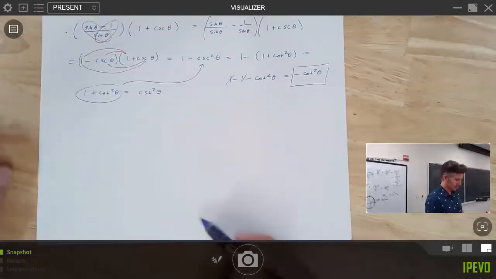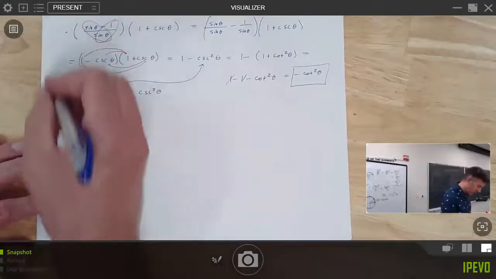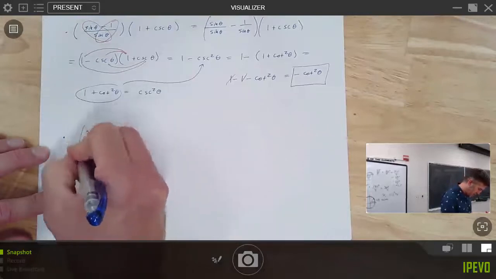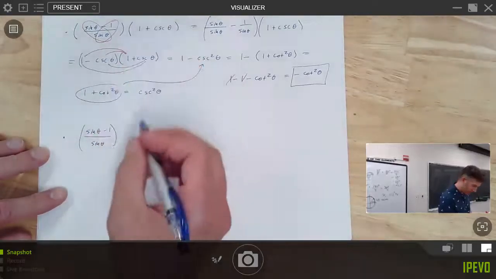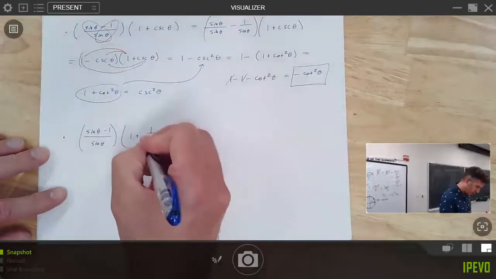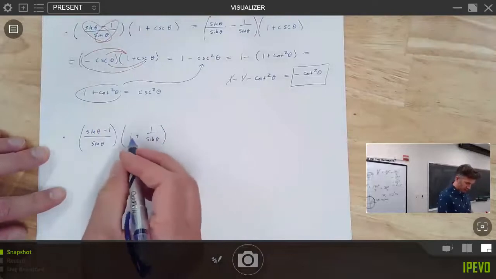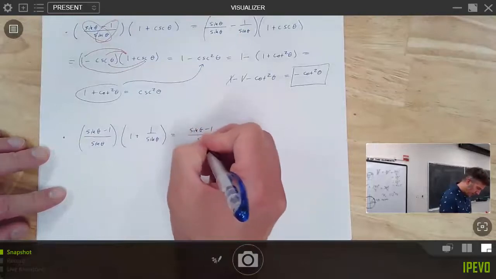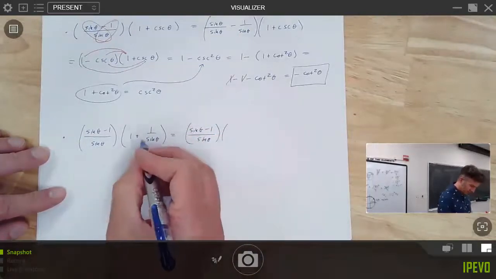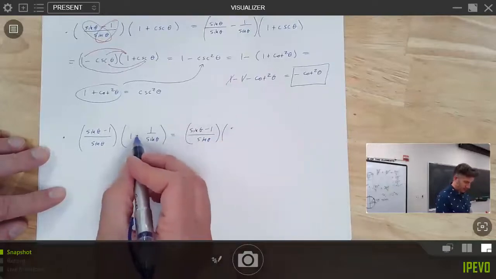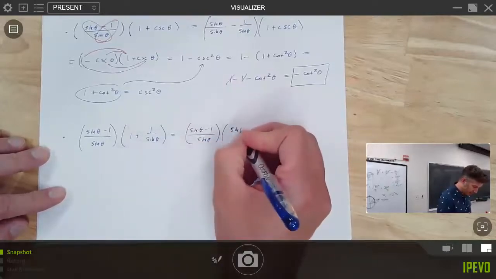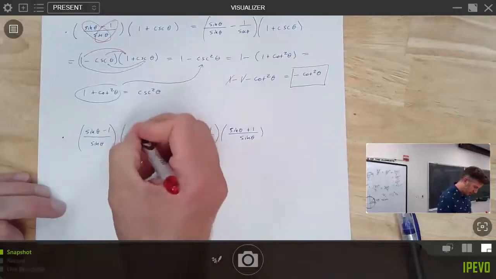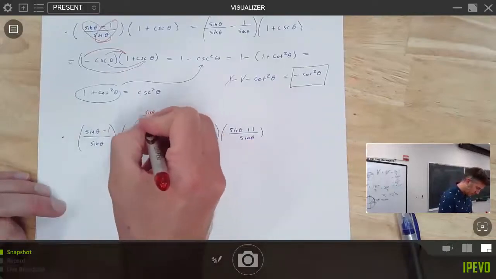Yeah. And you could do something else like, so just as a counterpoint, instead, you could do this as sine theta minus 1 over sine theta. And you could rewrite the 1 plus cosecant theta as 1 plus 1 over sine theta. And then you could get a common denominator here, right? This is going to be sine over sine. So that's going to be sine theta minus 1 over sine theta. And then sine over sine plus 1 over sine is going to be sine of theta plus 1 over sine theta, right? Because that right there is really sine theta over sine theta.